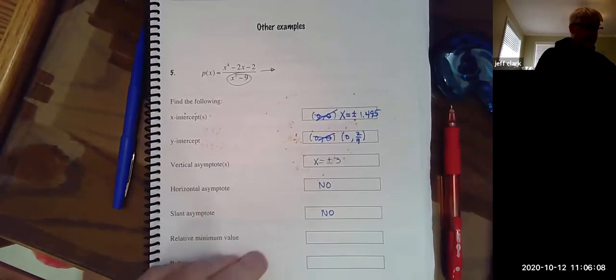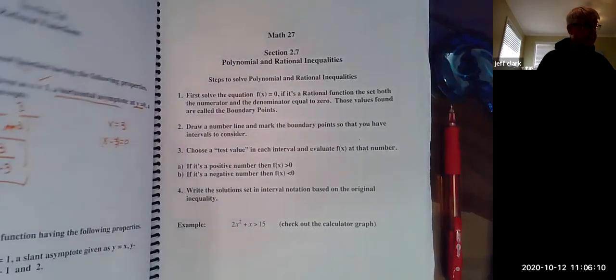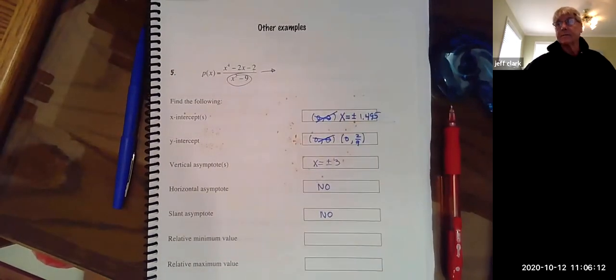And that leads me to having finished. So with that said, I am now done with 2.6, rational functions. Until the next section, take care.